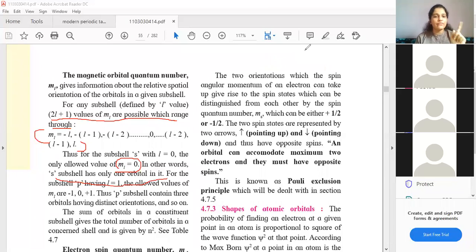Okay, fine. So for writing ml, we can use this 2l plus 1. Now I am talking about the S subshell where the value of l is 0. If I substitute it over here in 2l plus 1, it is 2 into 0 plus 1, which is going to give me 1, right? So here my number of values for ml is going to be 1.